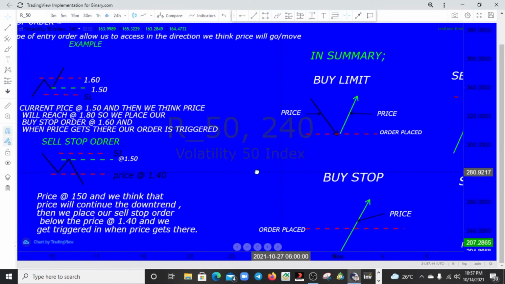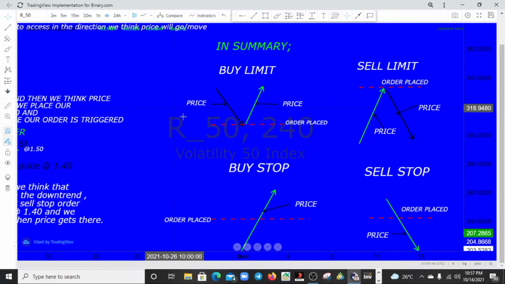Now in summary, instant execution is not a pending limit or a pending order or an order limit. It is an instant execution. You don't have to wait for price. You see the current price and you love it and you get into the market. But these are pending orders or limit orders.